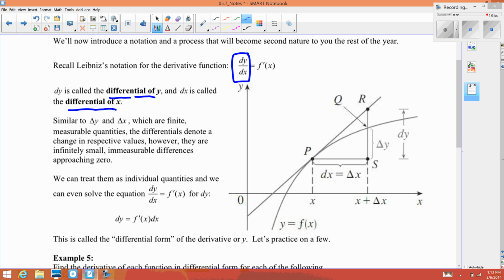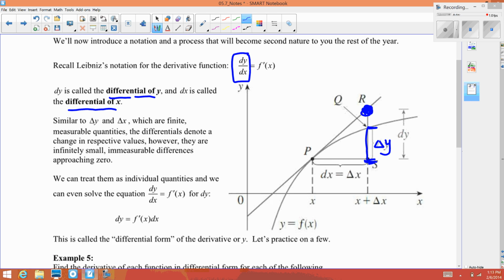So when we look at this, the delta y, the change in y, the measurable quantity, is the difference from this y value to this y value. The dy, because we're looking at a very small area when we talk about slope, the dy is the difference from the tangent line to this y value.